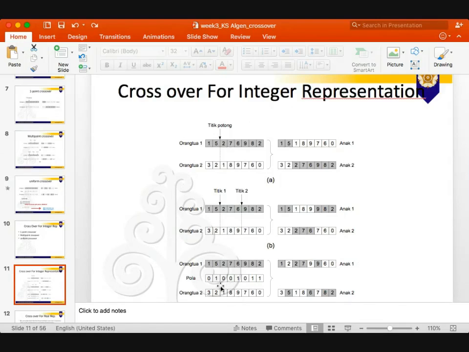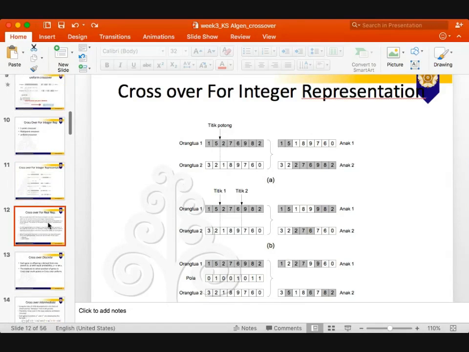Also in uniform crossover, the pattern is 0, 1, 0, 0, 1, 0, 1, 1. So it means 0 here means offspring 1, locus 1 comes from the first parent. For offspring 2, the first locus comes from the second parent, and so on.